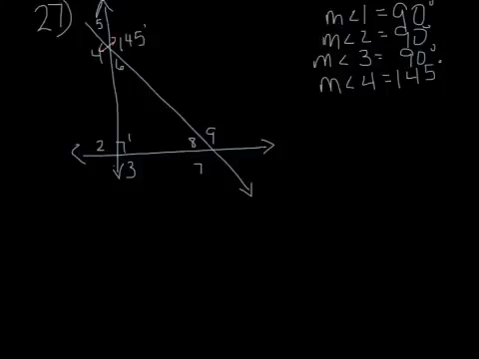Knowing what the measure of angle 4 is and the angle there, can I find angle 6? Yes. What can I do to find angle 6? 180 minus the 145. So the measure of angle, and I'm going to do measure of angle 6 because I'm going to keep those answers in order, is 180 minus 145, which is 35 degrees.